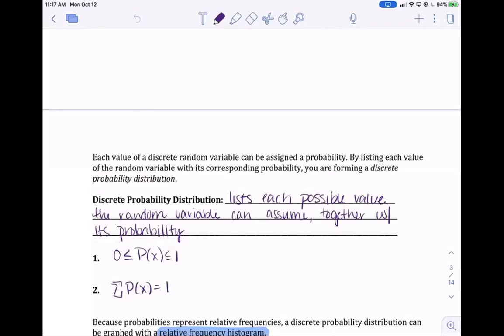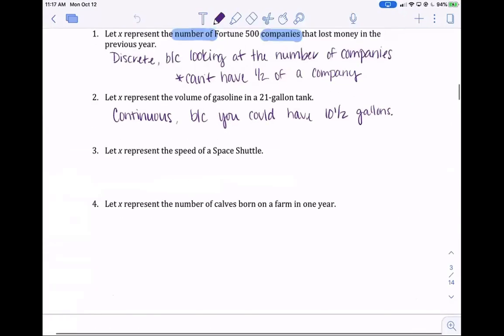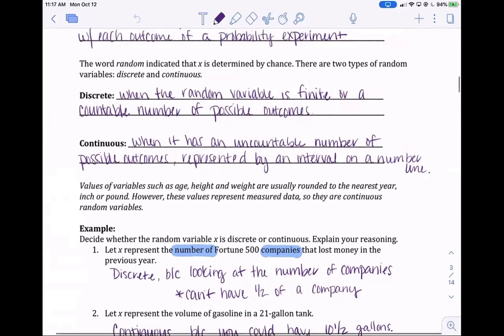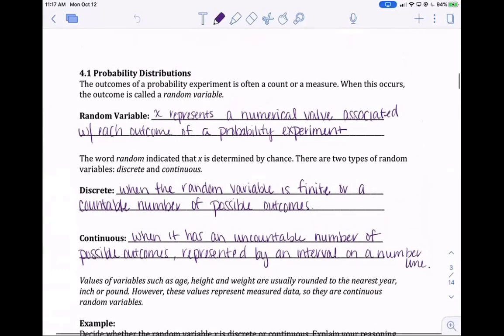Okay, so 4.1 was talking about discrete distributions. We will look at continuous distributions when we come back in January, okay? So discrete versus continuous. Remember, discrete is like a solid number. You can count it, okay? Versus continuous, you have like a range, okay? So you have like half of a tank of gas, okay? You can't have half of a person.